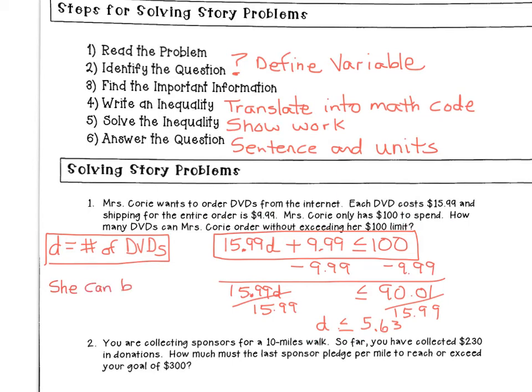She can buy, let's say, 5 or less. So to stay under her $100 limit, she can only buy, at the most, 5 DVDs. No more than that. Alright, let's try the next one.